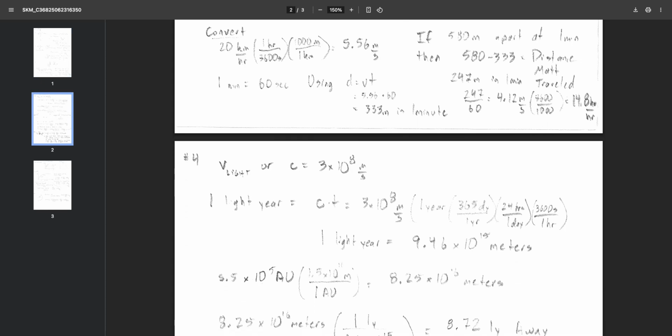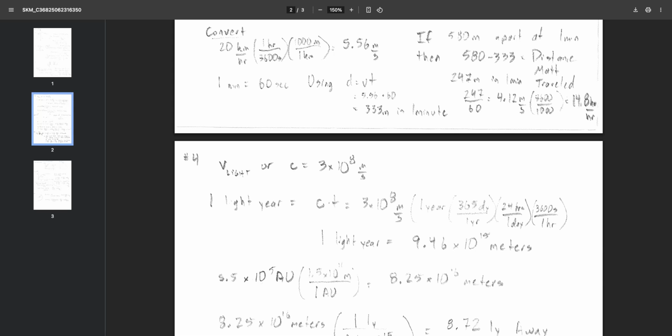Number 4, the speed of light in a vacuum is 3 times 10 to the 8th. Sirius, the brightest star, is approximately 5.5 times 10 to the 5th astronomical units from Earth. And an astronomical unit is by definition the distance from the Earth to the sun, and 1 AU is 1.5 times 10 to the 11th meters. So calculate the distance to Sirius in light years.